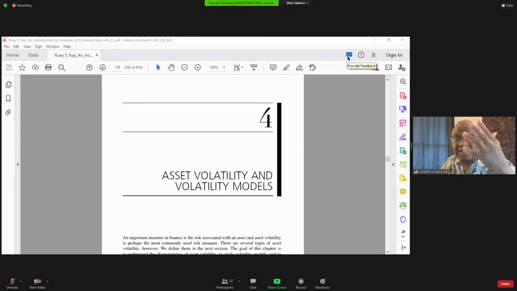So far in this class, we're using standard deviation. But standard deviation is not the only measure of volatility. Standard deviation is a measure of volatility, which itself is a measure of risk. Volatility is a measure of risk. So what we are targeting is how risky is this stock?